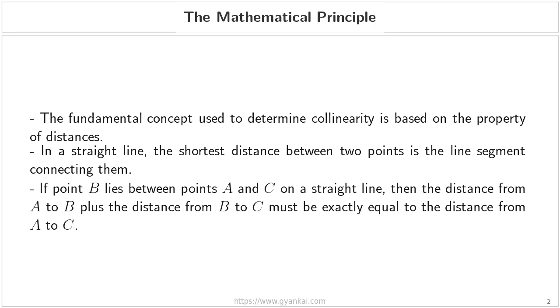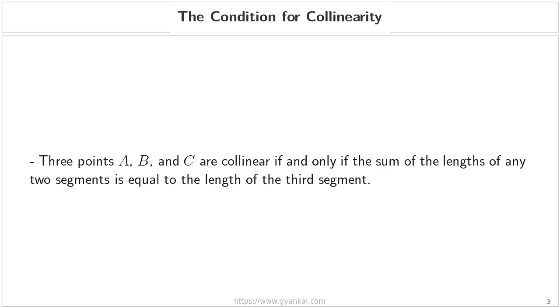Now that we understand the definition of collinearity from our previous slide, that these points must all lie on a single, straight line, let's look at the mathematical principle that actually allows us to prove it. The condition for collinearity. Now that we understand the basic principle of distances on a straight line from the previous slide, let's look at the specific mathematical condition we need to satisfy to prove collinearity.